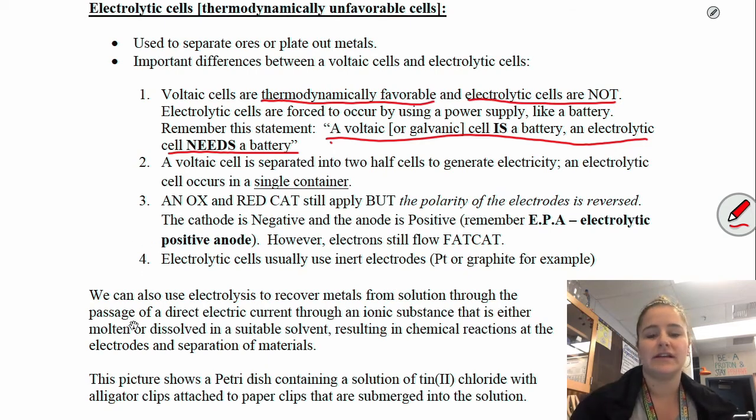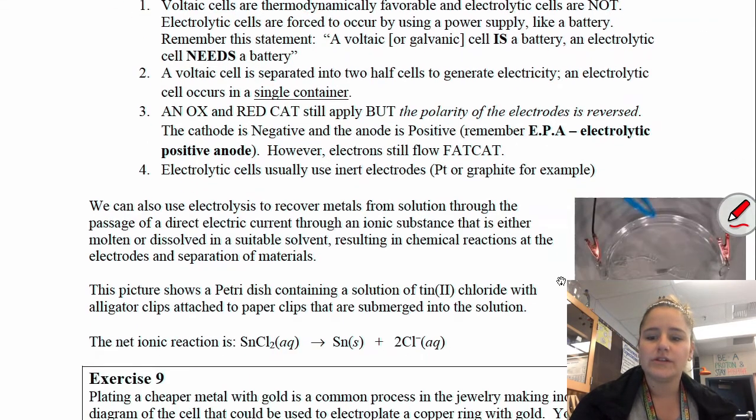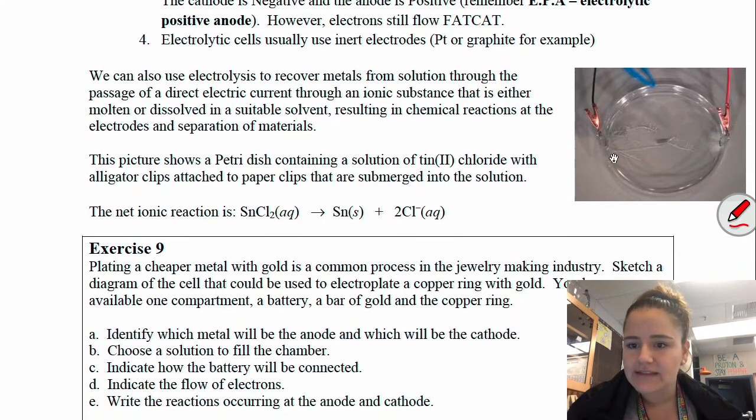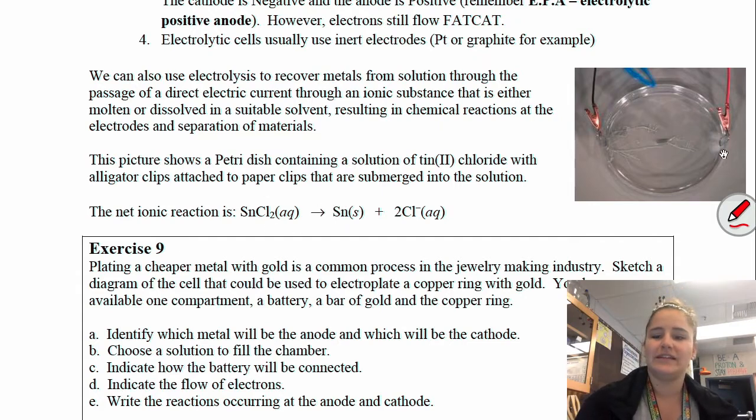Electrolytic cells normally use inert electrodes like platinum or graphite. Graphite, the same graphite that's in your pencil. You'll see that in a lab that we're going to do later. So, for example, you can see this picture here. See these little strings of metal, it looks like? That is solid tin being pulled from the solution through electrolysis, from the tin chloride solution.